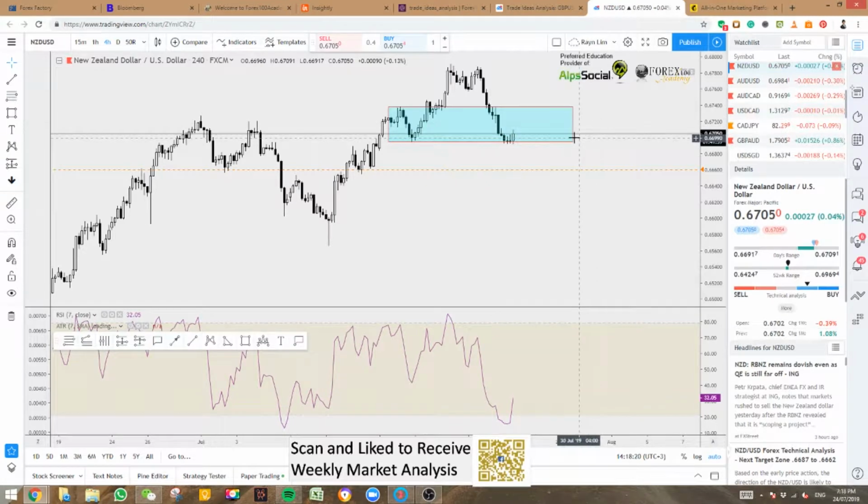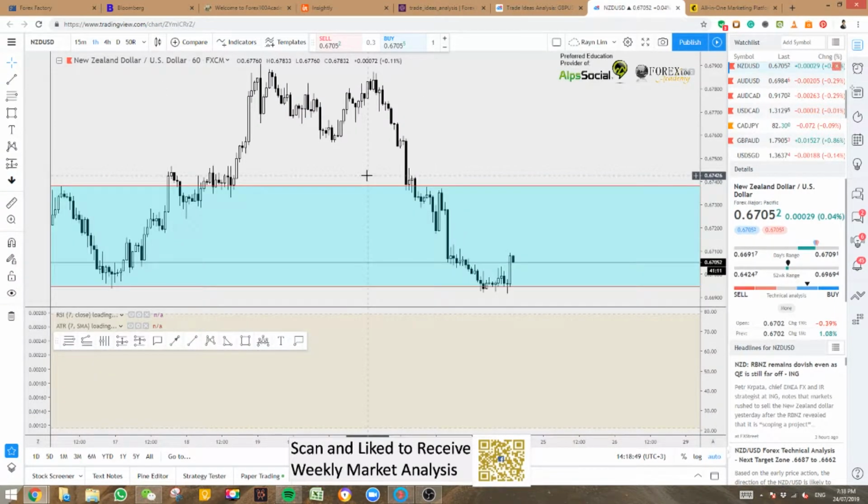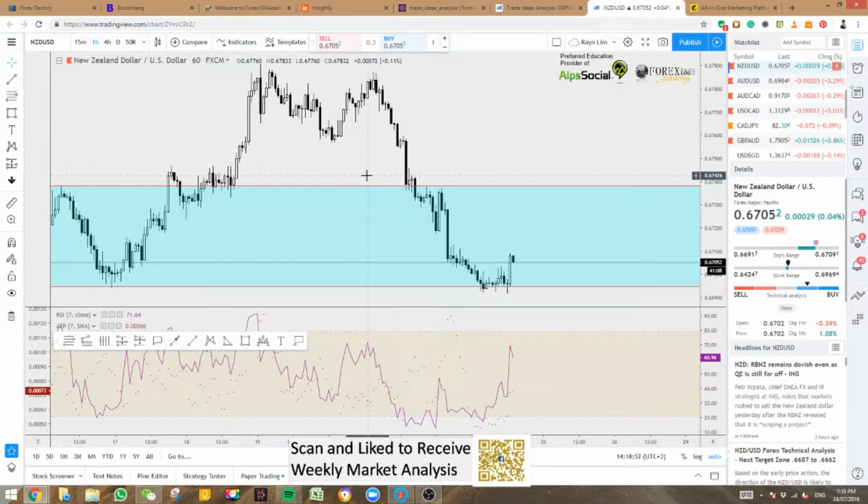Okay, for our chart, let's see how this goes. Let me just write it down. Running too many charts, too many trading strategies. New Zealand dollar, H4. Let's head down to the 1 hour. Nothing much from me based on the 1 hour chart. So that's New Zealand dollar.